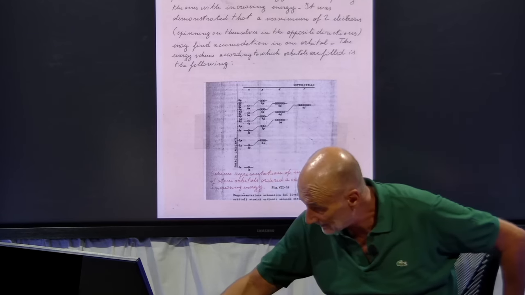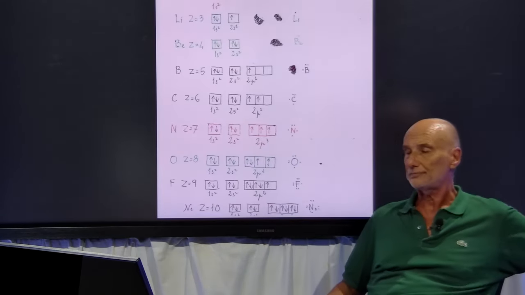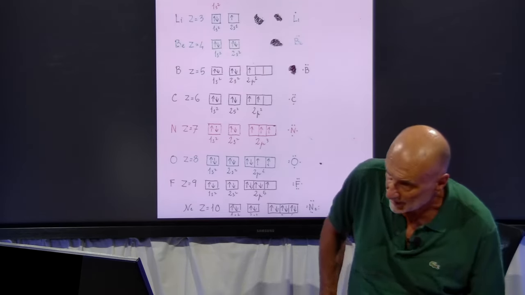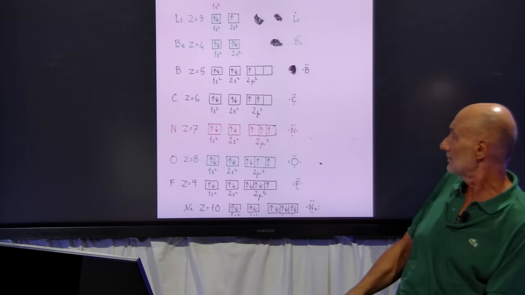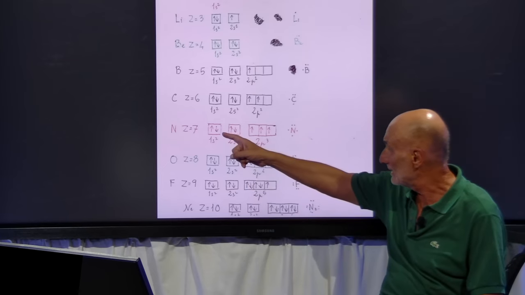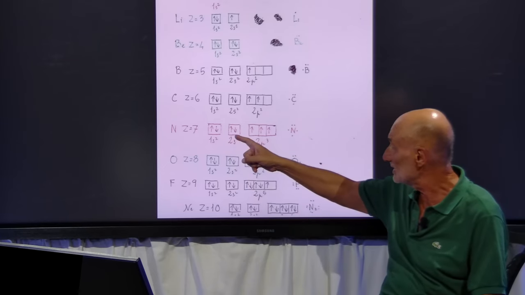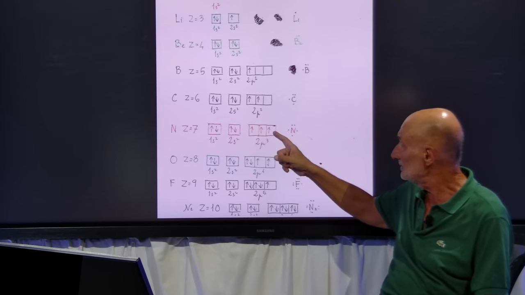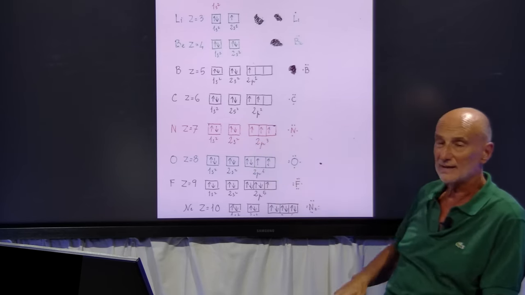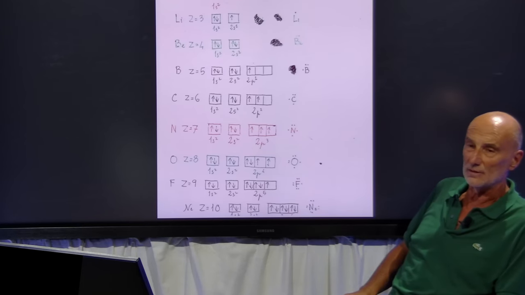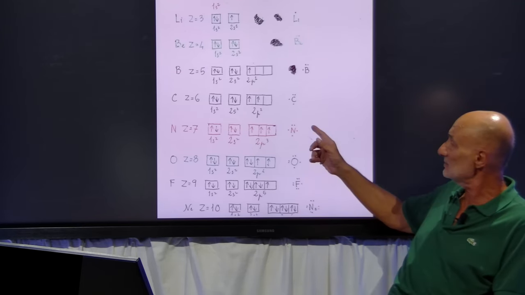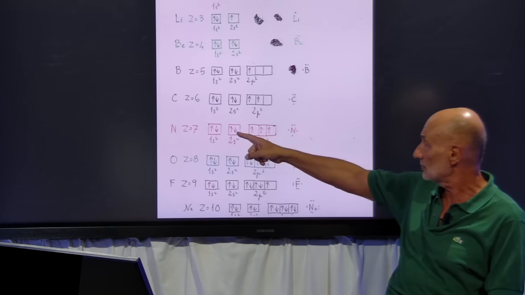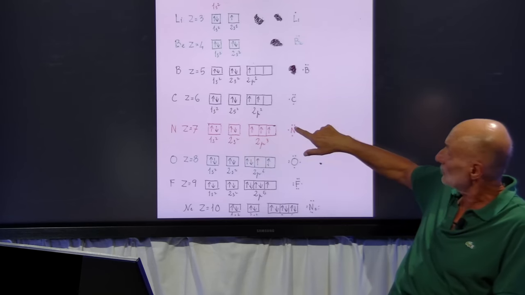And so we have an electronic structure, which is this one: 1s1, 1s2, 2s1, 2s2, 2p1, 2p2, 2p3, 7 electrons. The electronic symbol of nitrogen is this one. The two electrons that are in 2s are this one.